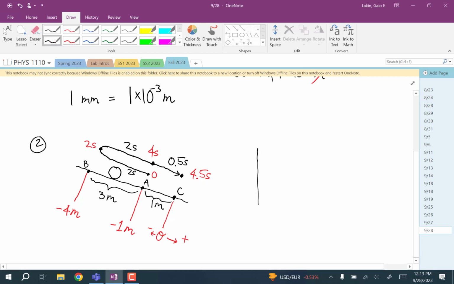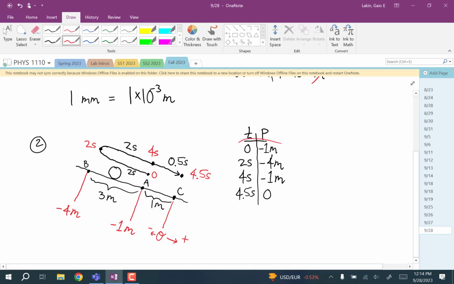Okay, so now I always fill out a little table with time and position. At that first instant, the time is 0, the position is -1 meter. The second instant, the time is 2 seconds. The position is -4 meters. At the third instant, you're at 4 seconds. The position is -1 meter. And then finally, you're at 4.5 seconds. And the position is 0.